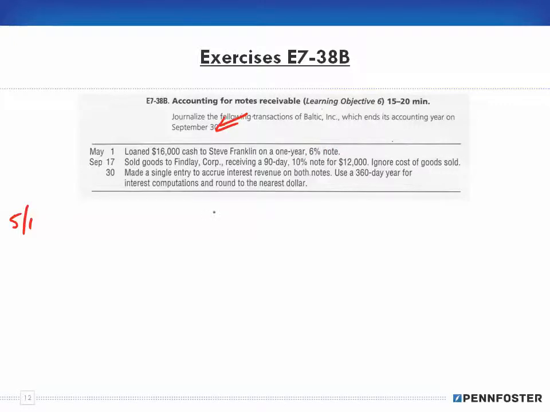Okay, so it's creating a note receivable, right? So if it's lending cash, we're crediting cash for $16,000, and that creates a note receivable for, I'm just going to write SF for Steve Franklin, for $16,000.